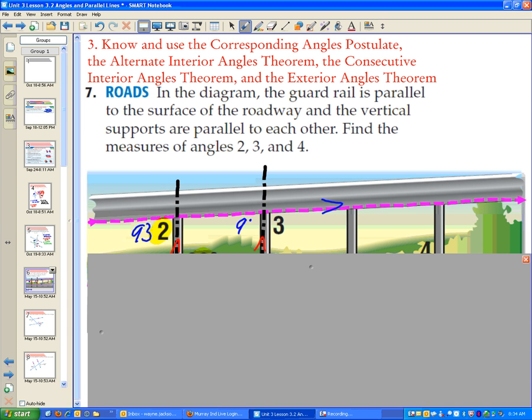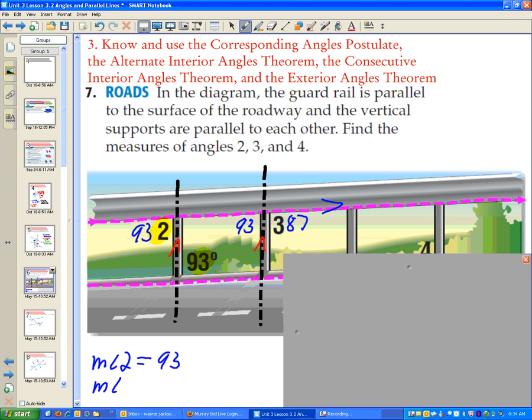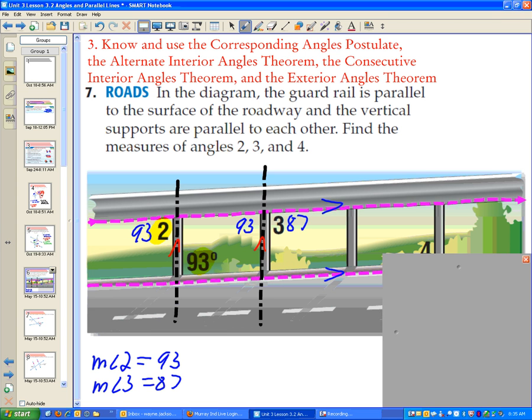I thought, all right, corresponding angles postulate, that's 93. Then I thought, linear pair, that's got to be 87. That's the way I thought of it. Does that make sense? Measure of angle 3 equals 87. And then look, angle 4 is way down here.